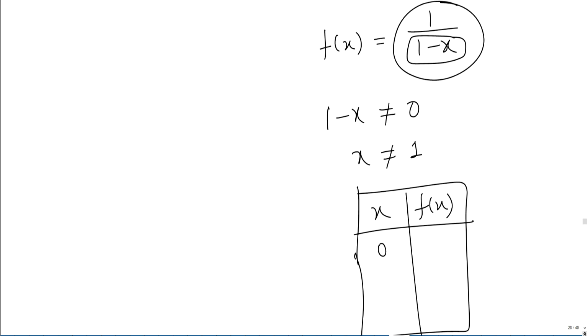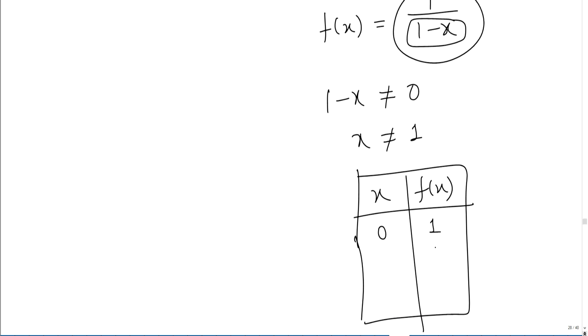So, at x equals 0, the value of f of x is 1. When x is 1, the function is not defined. When x is, let us say, close to 1, let us say 0.9, then the value of the function would be 1 divided by 1 minus 0.9, 1 divided by 0.1, 10. Basically, the value of the function will increase as the value of x gets closer to 1.